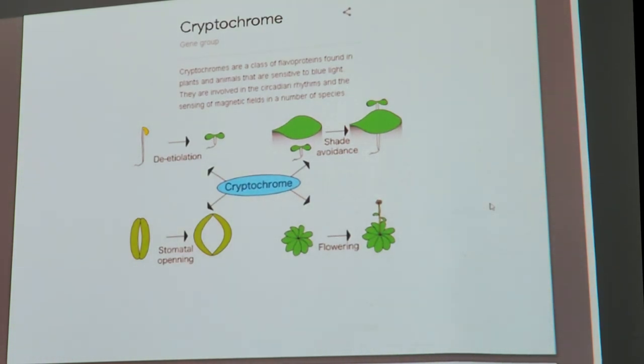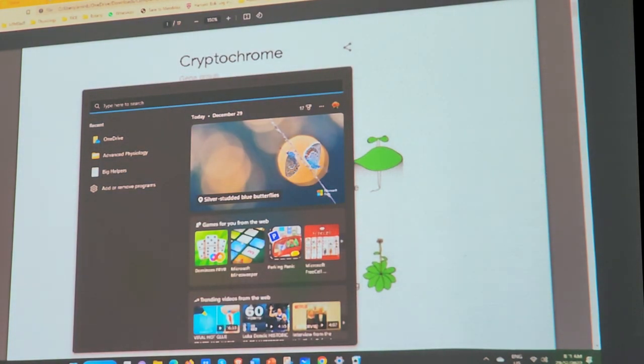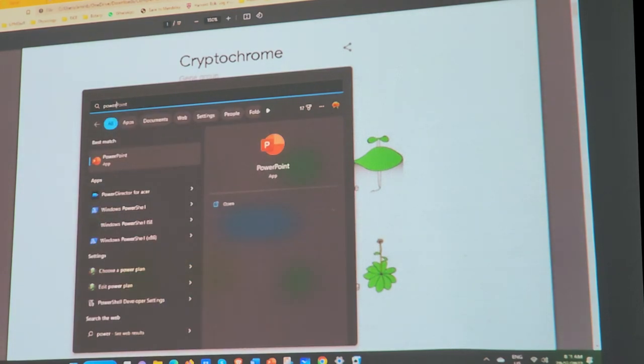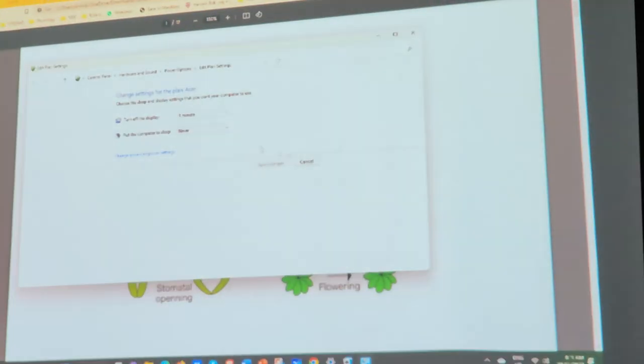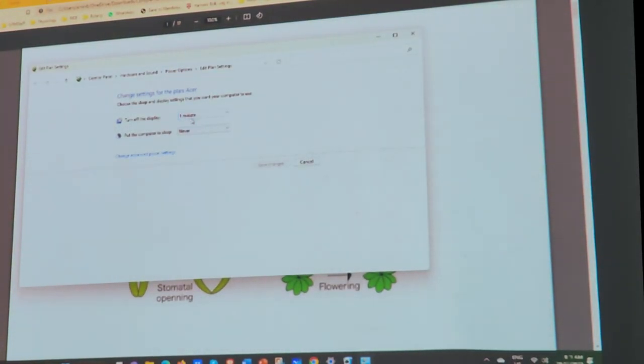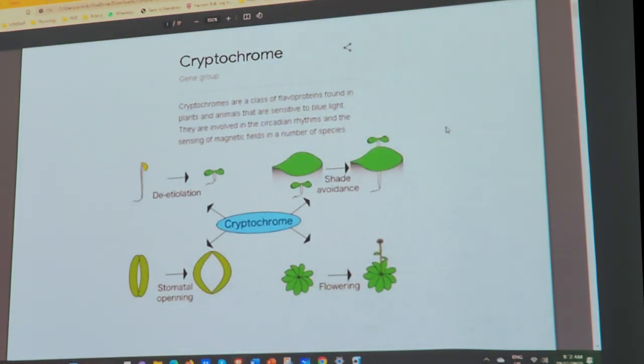Give me 2 minutes. I need to sort this out. Yeah, see, here's the culprit. You know, being a scientist, you need to detect the problem very quickly and then solve it. Let's put it to 5 hours. Save changes, computer to sleep never, save changes. Okay, that should be fine.